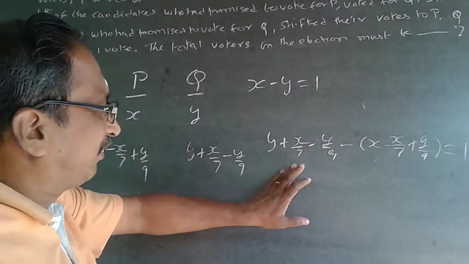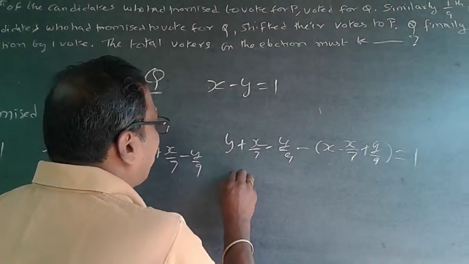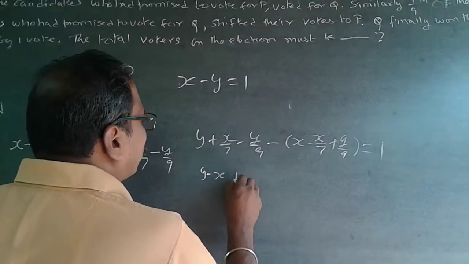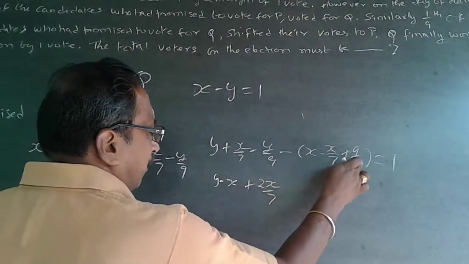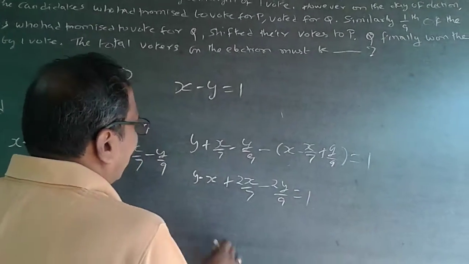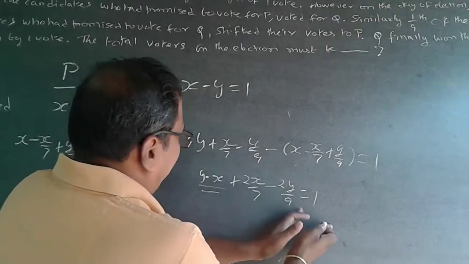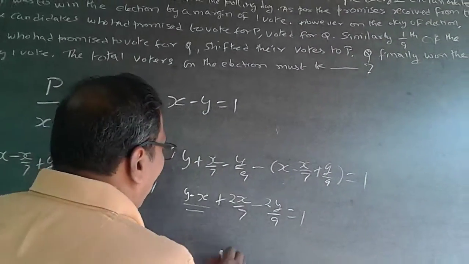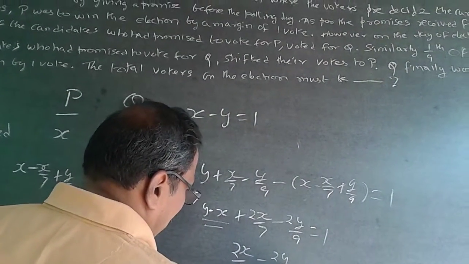See, the easier way of solving it is, I release the brackets first. So this will be Y minus X, and then this is plus X by 7, this minus becomes plus, so plus 2X by 7, this is minus Y by 9, this will become minus 2Y by 9, will be equal to 1. Now this Y minus X, see, X minus Y is 1. If I take it that side, it will be plus 1, so it will be 2X by 7 minus 2Y by 9 will be equal to 2.